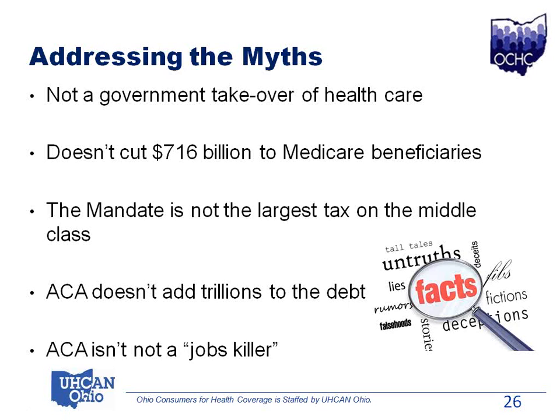Now, we know that there are a lot of myths out there that are getting in the way of people who think that the ACA is doing very bad things, and we're running a little late here, and I know we want to get to your questions, so I'm just going to touch on these. First of all, the ACA is not a government takeover of health care. In fact, it's using the system that we have right now, the private insurance system. It does not cut $716 billion to Medicare beneficiaries, which we often hear.